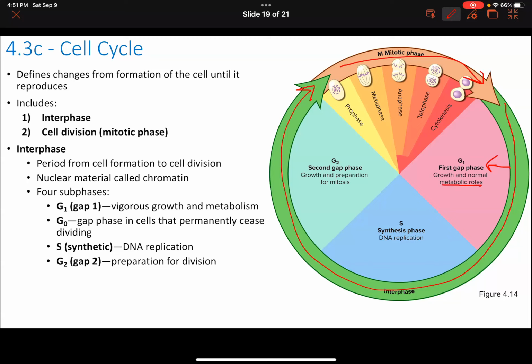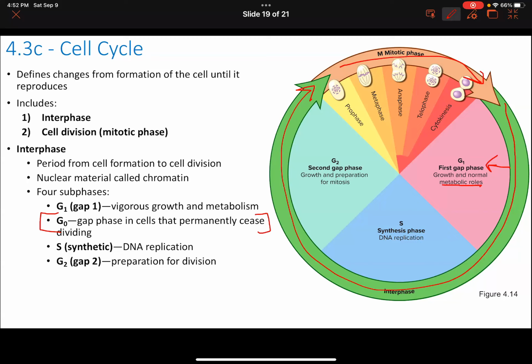Then some cells will go into this G0 phase, is what we call it. So this does not always happen, but some cells will go into this gap phase and they just stop dividing, especially older cells. So when I said there were 4 subphases of interphase, there's really 3 with an occasional 4th, or at the end of their life, there's 4.